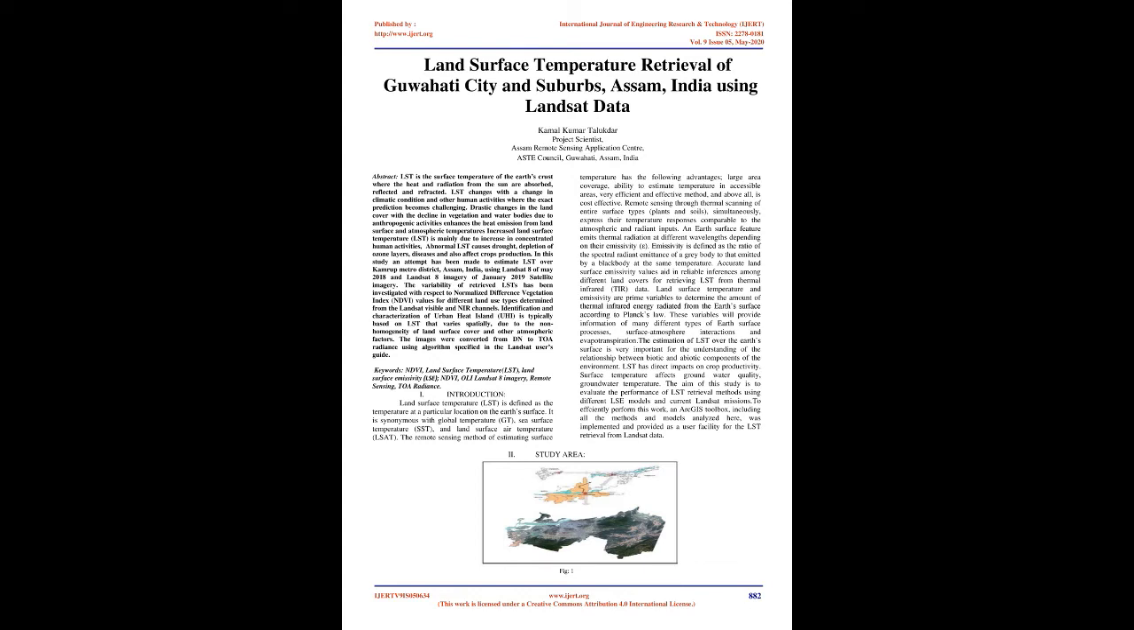Identification and characterization of urban heat island, UHI, is typically based on LST that varies spatially, due to the non-homogeneity of land surface cover and other atmospheric factors. The images were converted from DN to TOA radiance using the algorithm specified in the Landsat User's Guide.